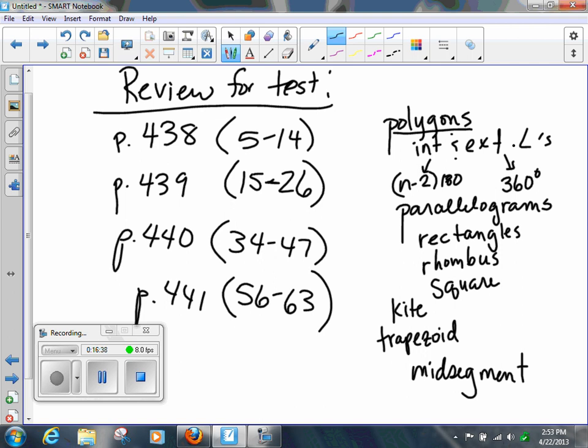N minus 2 times 180. How many sides does a hexagon have? 6 sides. How many sides does a heptagon have? How many sides does a dodecagon have? 12. I said dodecagon. How many sides does an undecagon have? 11. That's deca. Remember? 1 plus 10? Dodeca is 12. 11 is undeca. 10 sides, deca, wake up.